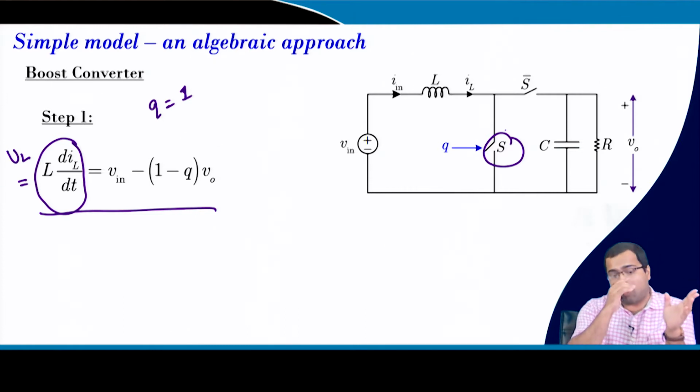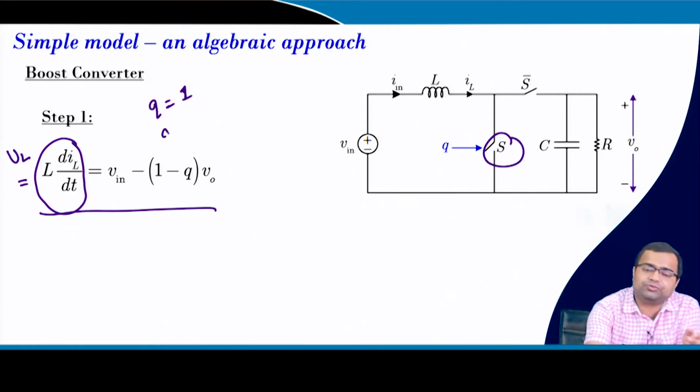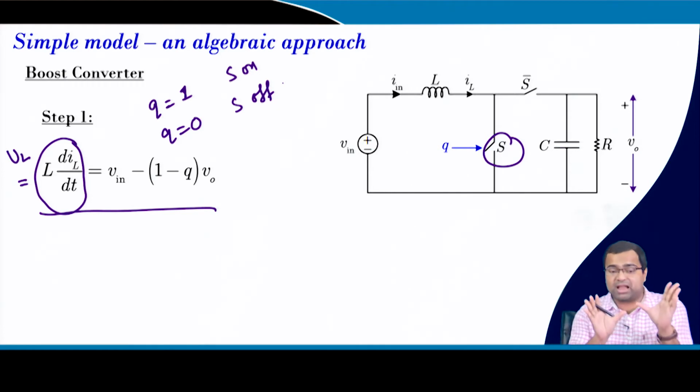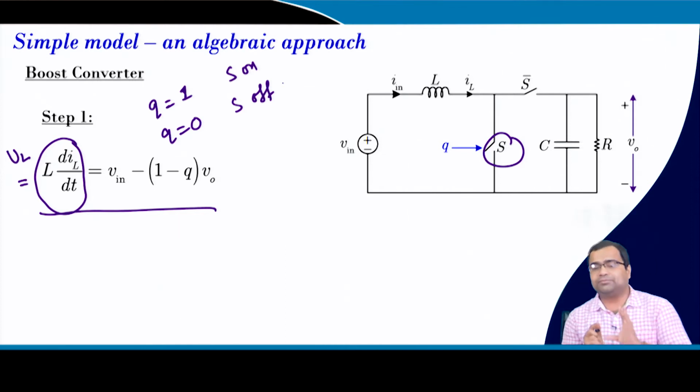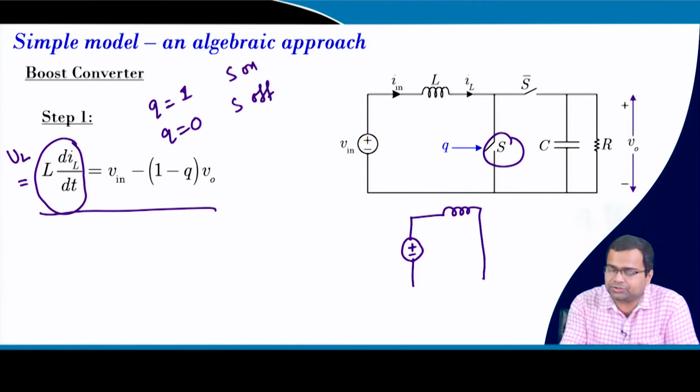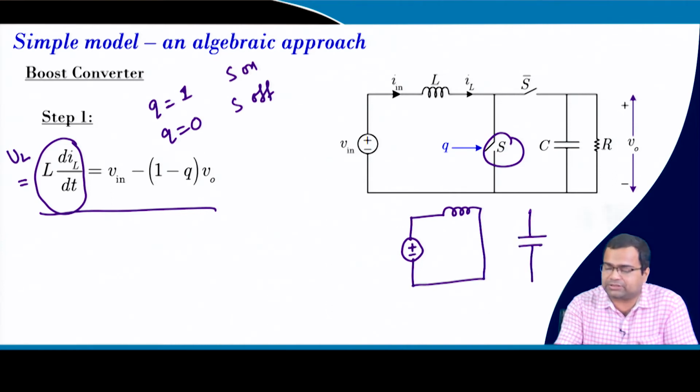And when the switch is off, Q equals 0, then the voltage across the inductor is the input voltage minus the output voltage. One thing you will observe: when the switch is on, the equivalent circuit will be like this. The inductor is simply shorted here and the capacitor will discharge across the resistance.